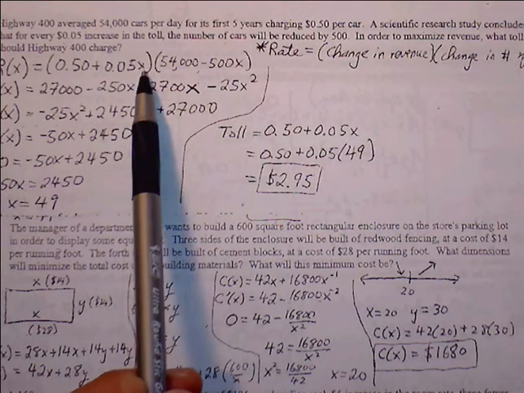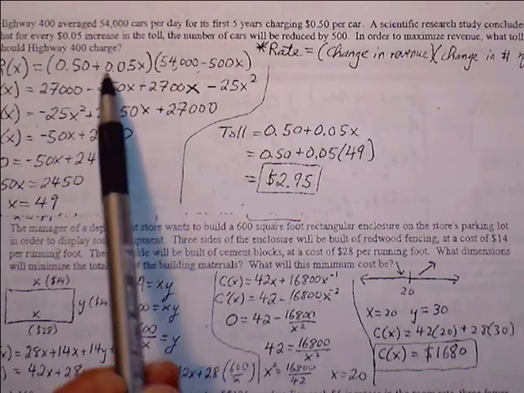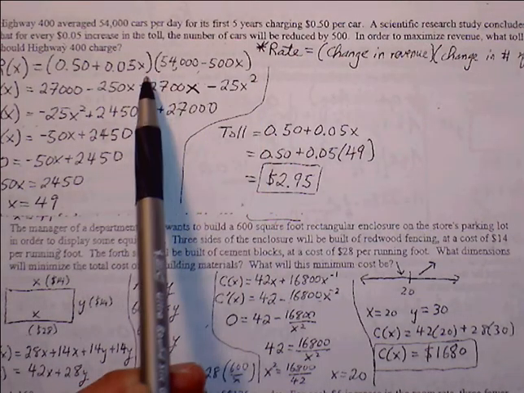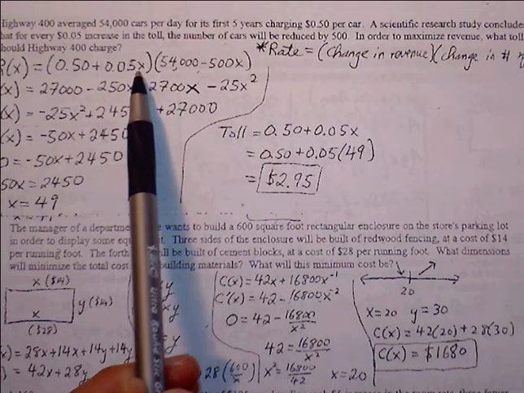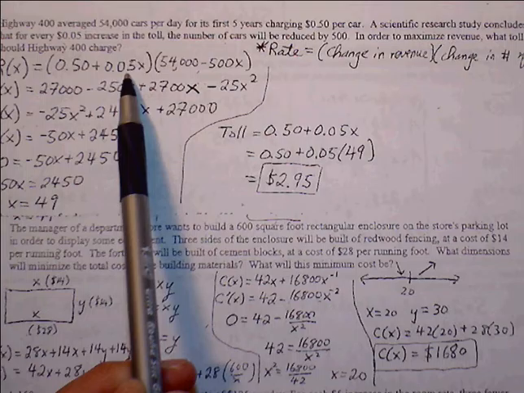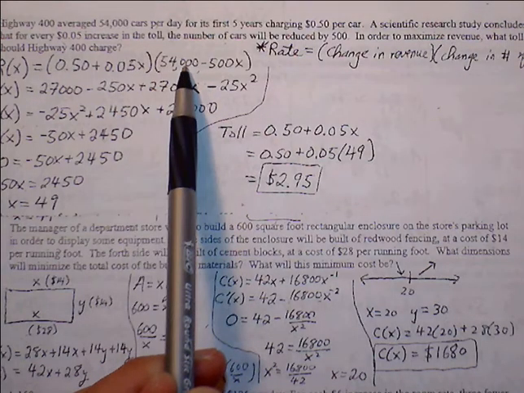So each 5-cent increase, we're going to lose 500 cars. That means if we have two increases, then we're going to lose 2 times 500, which is 1,000. So it'll just keep continuing here.